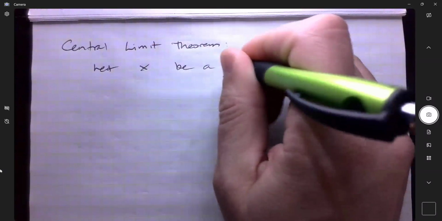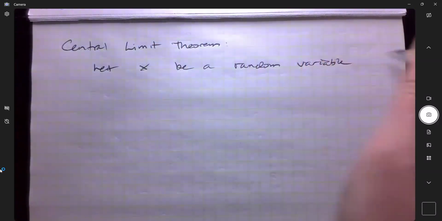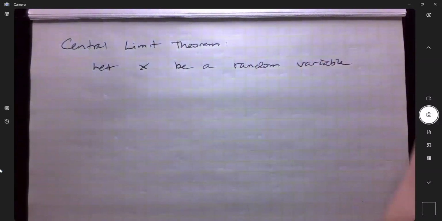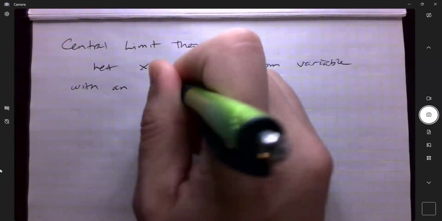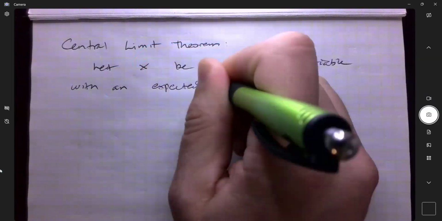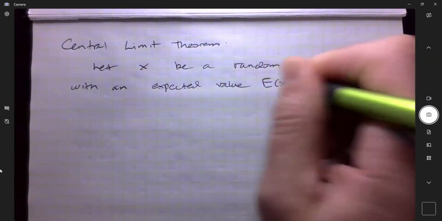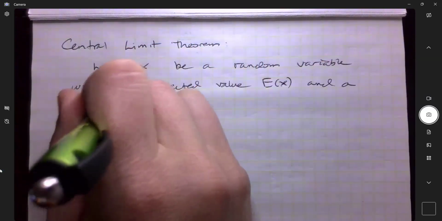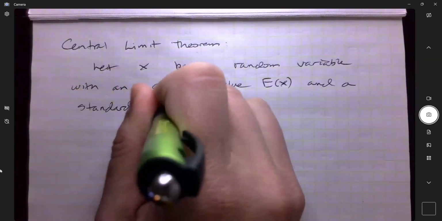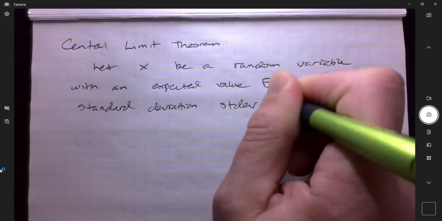Let X be a random variable, mostly going to be a continuous random variable, or at least a quantitative random variable, with an expected value, expectation of X, and a standard deviation, stdev of X.